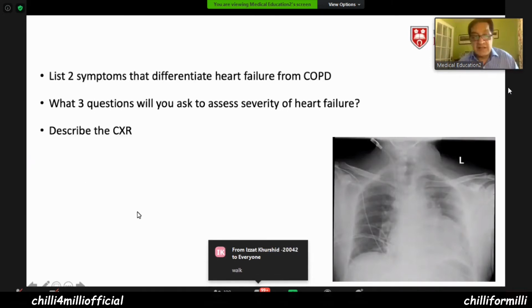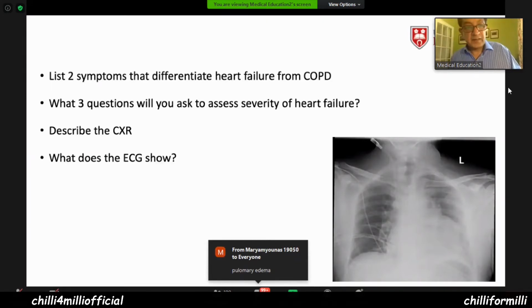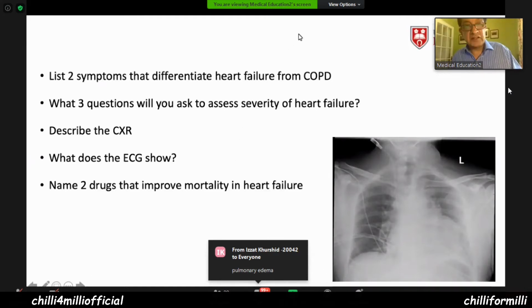Describe the X-ray. Can someone tell me what you saw on that X-ray? Quick one. So that is actually your pulmonary edema, cardiomegaly. There is some CABG evidence, right? Pulmonary edema, correct. What does the ECG show? What was there on the ECG? Atrial fibrillation.